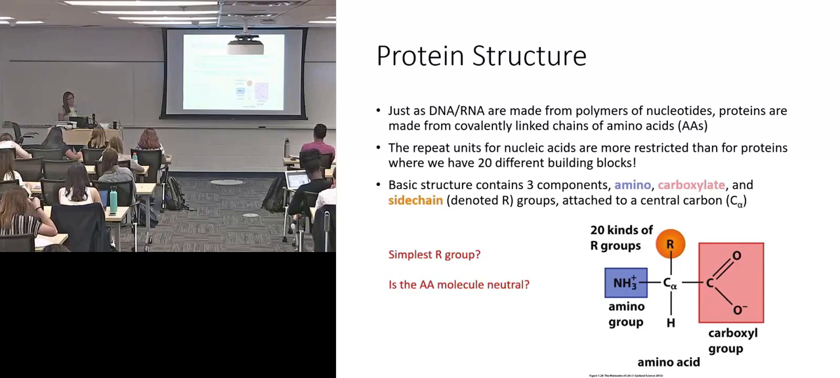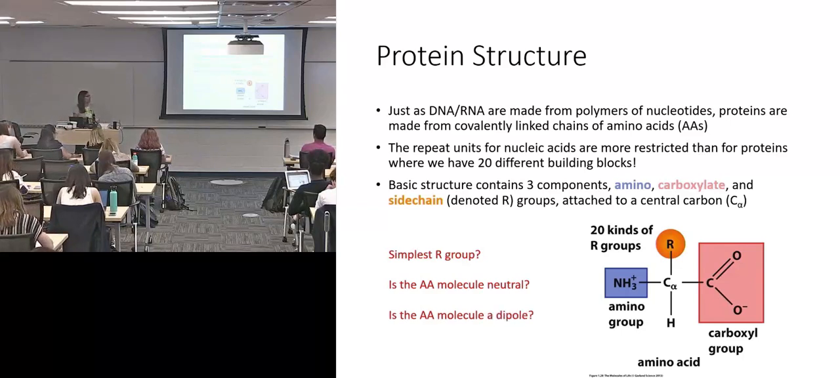Is the amino acid monomer here neutral as a whole? Overall, we'll say yes. We're seeing charges listed there, but we'll say overall it's neutral, so I agree with that. Is it a dipole? Yes, this overall molecule is a dipole. We have a separation of charge. The amine group is positively charged, the carboxyl group is negatively charged.